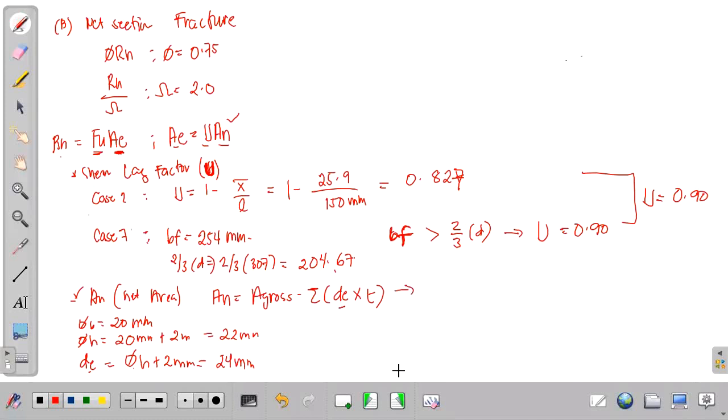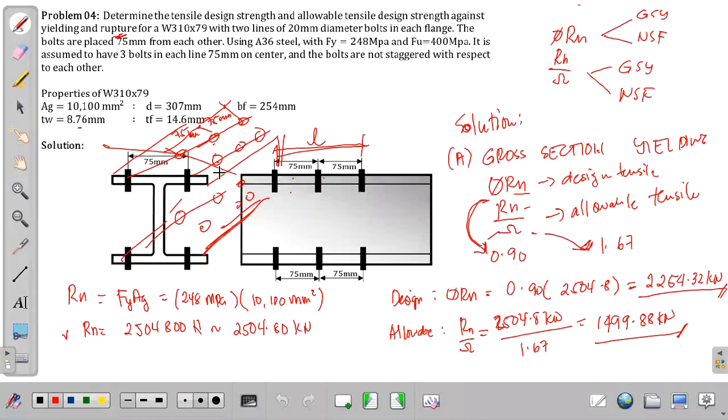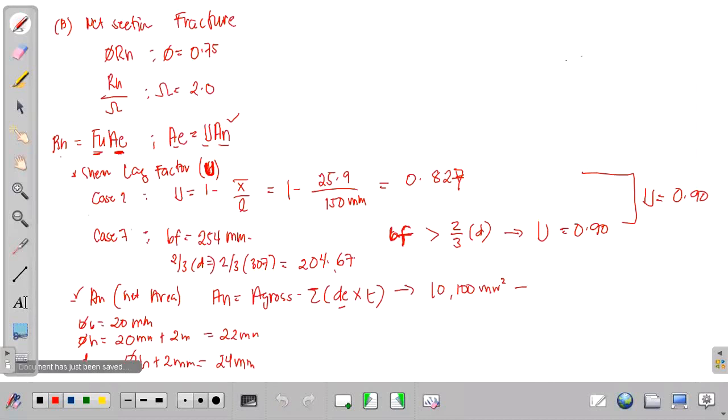Okay? So substituting values, area gross is given, that is 10,100 mm squared, minus ilan yung butas na madadaanan pag nag-fail siya? Ilan? 4, di ba? Pag nag-fail ito, pag nag-cut yan, 2 sa taas, ang dadaanan niya, 2 sa baba pag nag-cut yan. Diba? Kaya 4 yung bolt. So 4 times the effective diameter is 24 times the thickness.